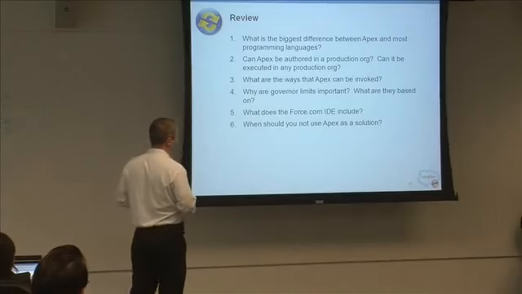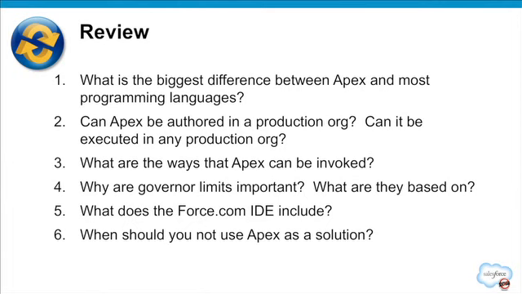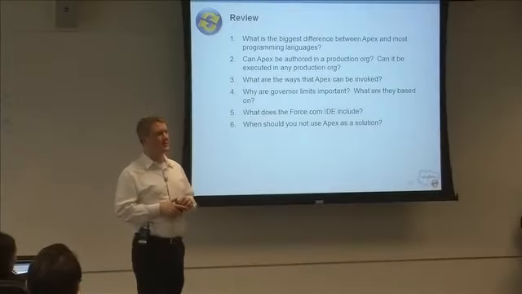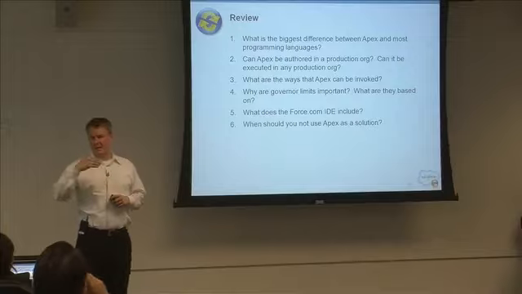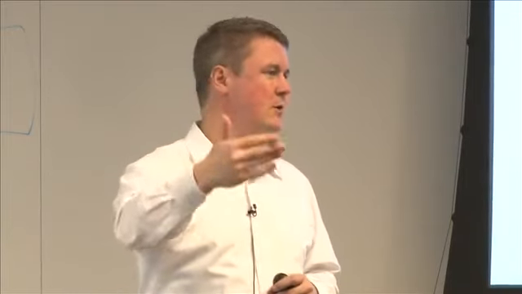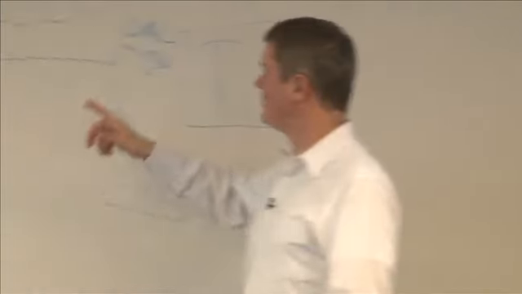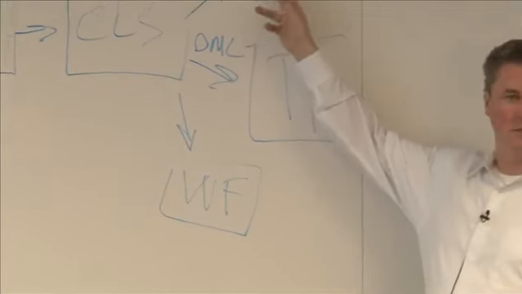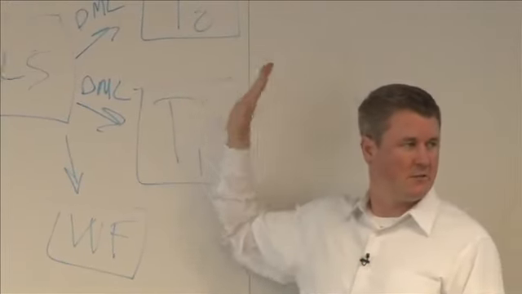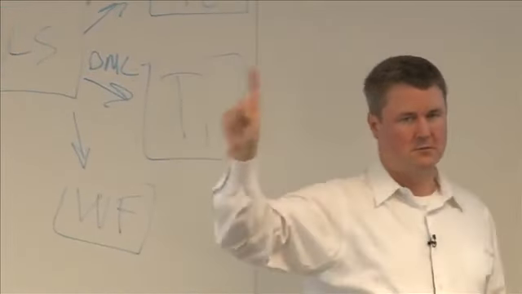How are governors applied? Per what? Per transaction, right? And when we're thinking per transaction, it might be a sequence of different things that occur, like we had here. The controller called a class. The class did a DML, which fired off a trigger, which fired off another trigger. All of this is one transaction. One transaction. All right?